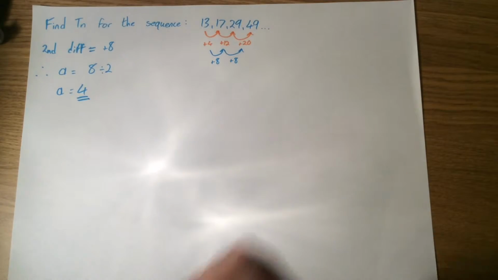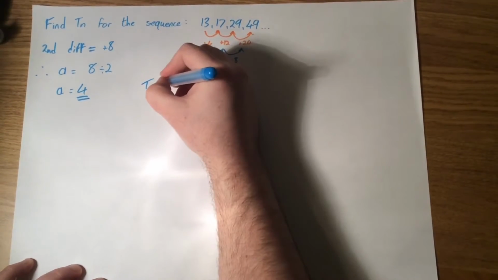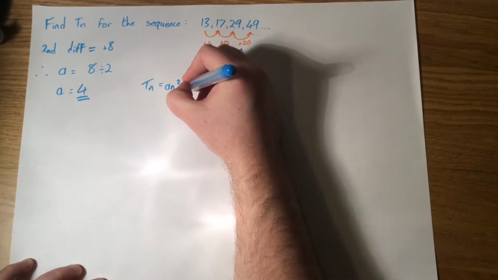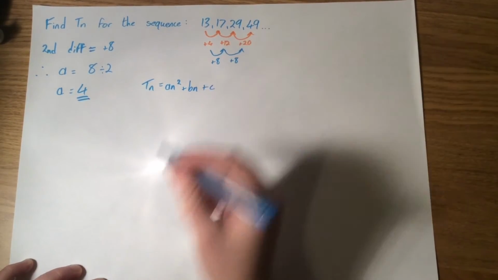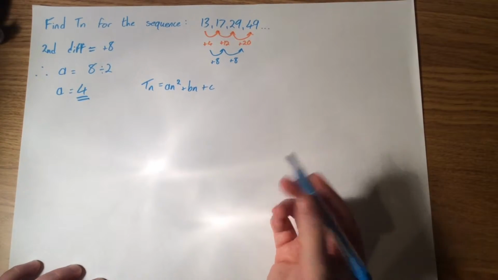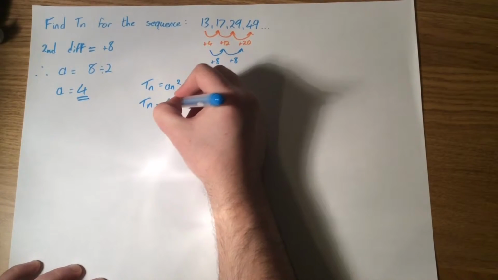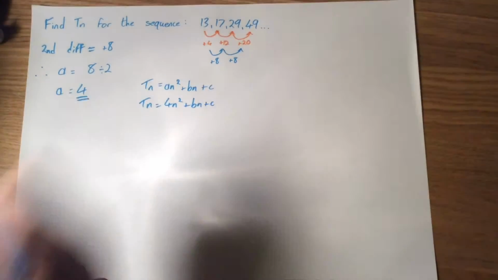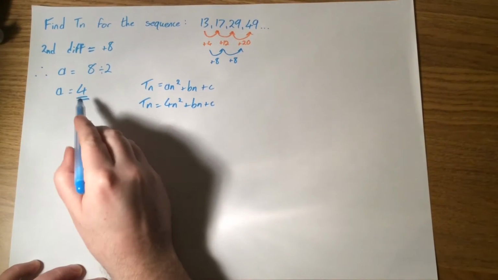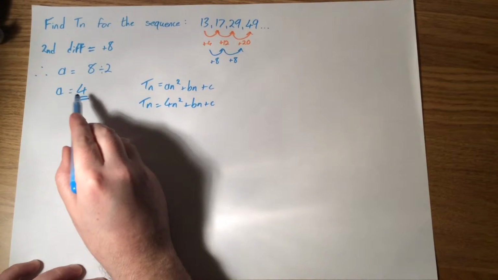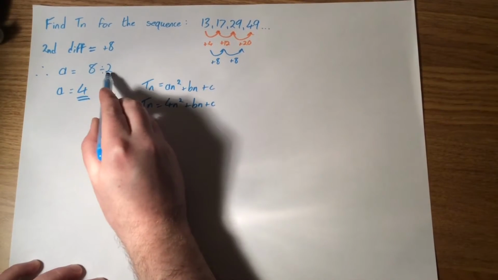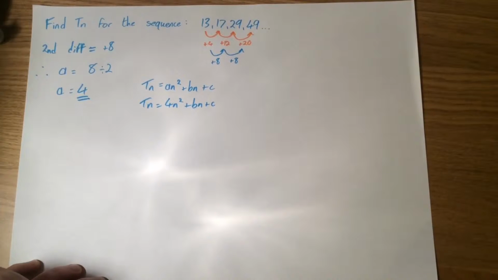So we know that all quadratics should follow this form, where T of n is equal to an squared plus bn plus c. That's what we know. And now we also know that Tn is going to be 4n squared plus bn plus c, because we just worked out what a was. Remember, where did I get this from? a is always half of the second difference. We found out that the second difference was 8. We divided it by 2. That's where my 4 came from, and that's my value for a.